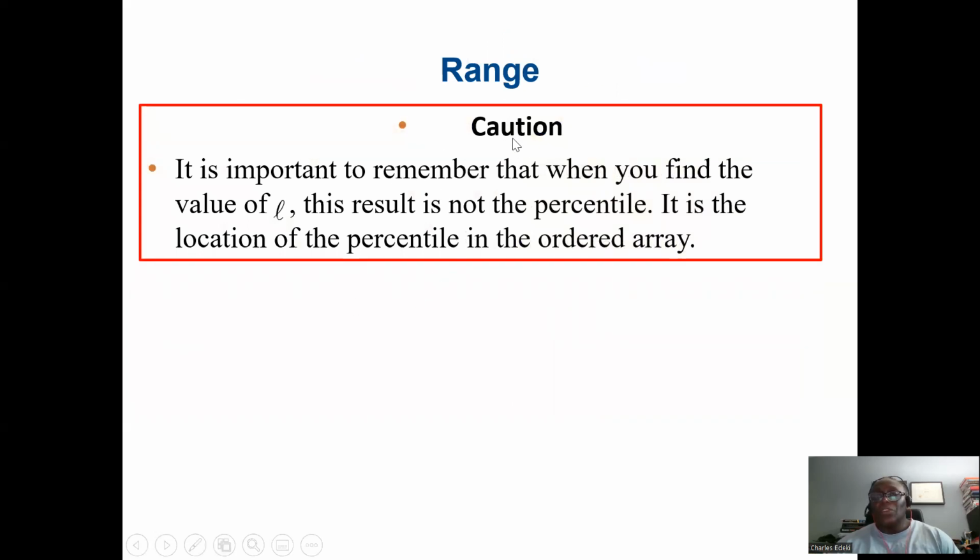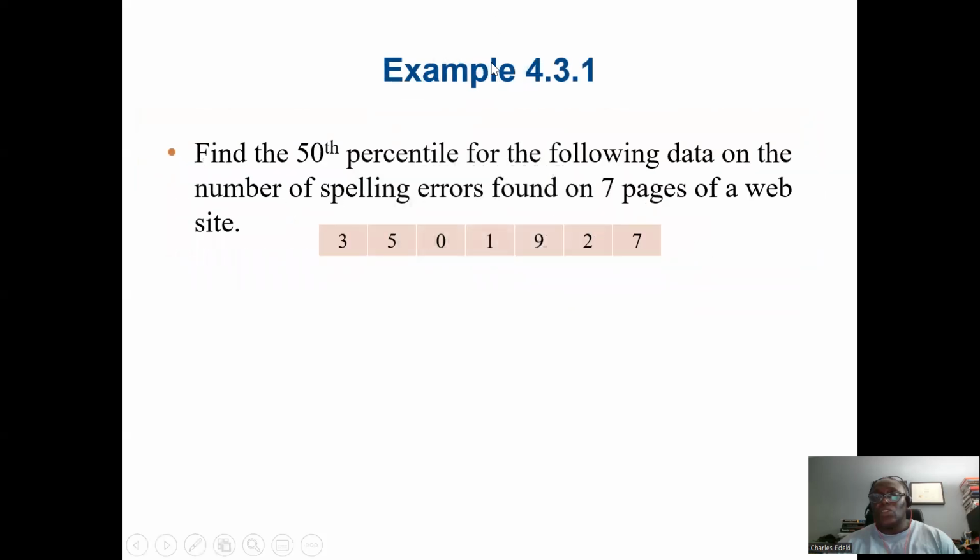Now here they say we should be very cautious. It's very important to remember that when you find the value of L, this result is not the percentile. It is the location of the percentile in the ordered array. So let's see this example.